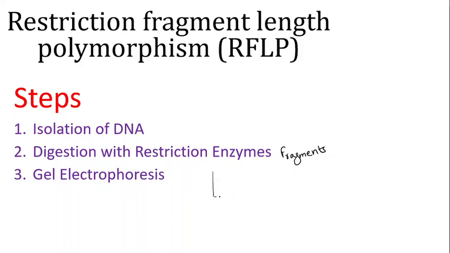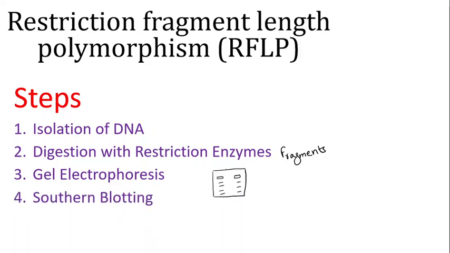Which type of gel electrophoresis do we do for DNA? We will do agarose gel electrophoresis, right? In agarose gel electrophoresis, the fragments are separated based on their size, different kilobase pairs, right? So these different fragments are obtained. Then after gel electrophoresis, what will we do? We will do the Southern blotting.